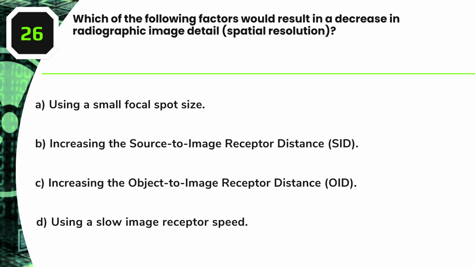Question 26. Which of the following factors would result in a decrease in radiographic image detail, spatial resolution? A. Using a small focal spot size. B. Increasing the source-to-image receptor distance, SID. C. Increasing the object-to-image receptor distance, OID. D. Using a slow image receptor speed.